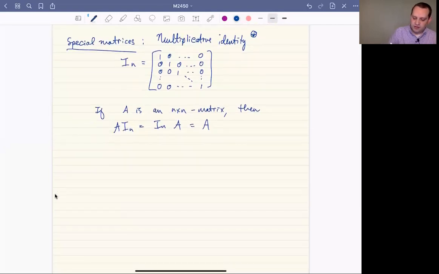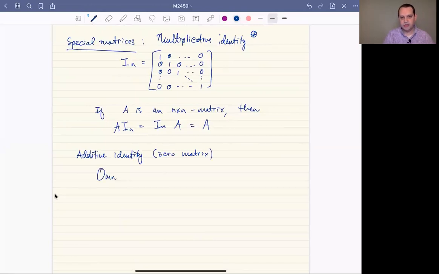One thing that I have not talked about is the additive identity. The additive identity matrix, otherwise known as the zero matrix, is the matrix that's literally all zeros. Usually we put a subscript mn, so it's a 0 subscript mn, and this is really zeros all the way through. Okay, so that's the zero matrix.